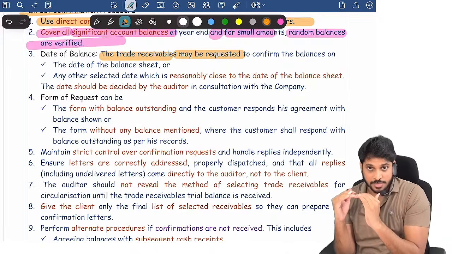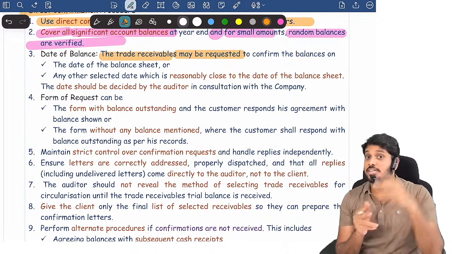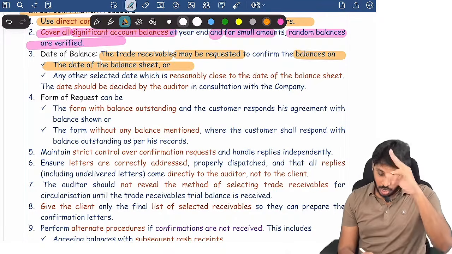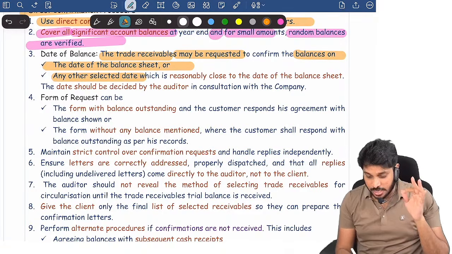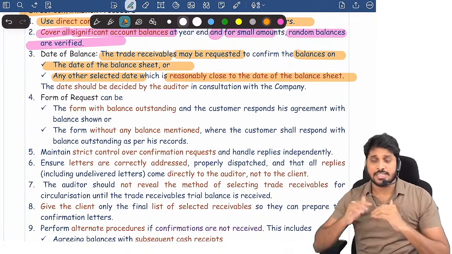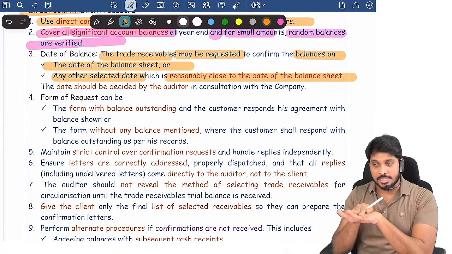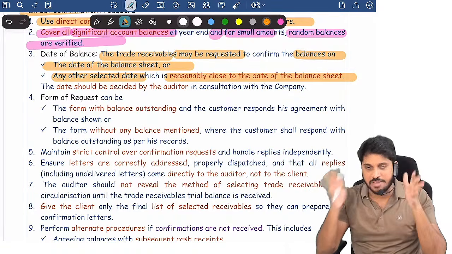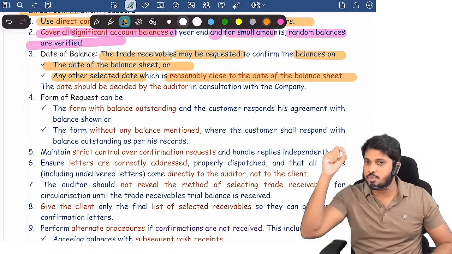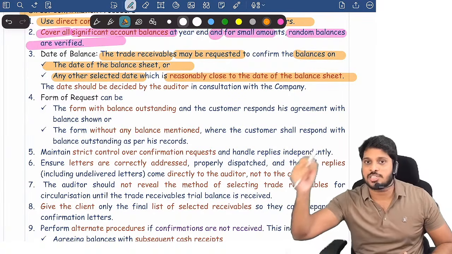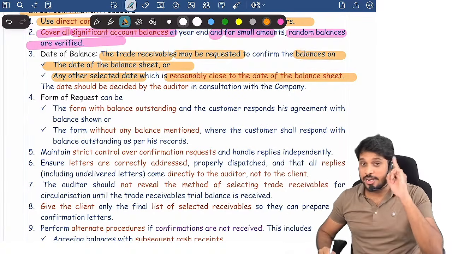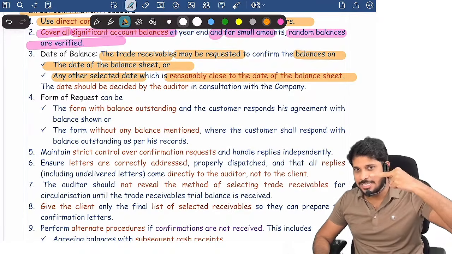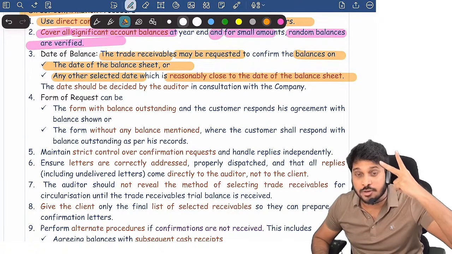We will send a confirmation request, right? What will we ask in the confirmation request? We can ask two things. One, ask him to confirm the outstanding amount on the balance sheet date, or on some other date you select which is close to the balance sheet date. For example, 25th March, which is not the balance sheet date: sir, on 25th March, this is the last transaction that happened with you in the financial year 25-26. As on 25th March, how much is the outstanding balance? The auditor can ask a third party to confirm the outstanding balance, either on the balance sheet date or on any date near the closure of the balance sheet date.